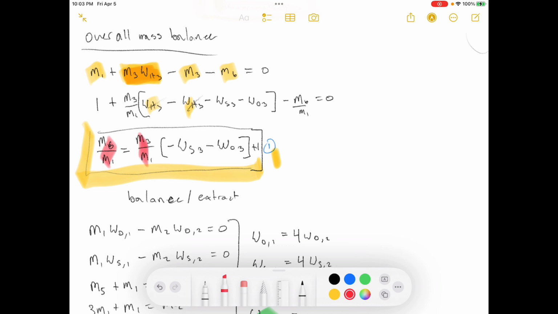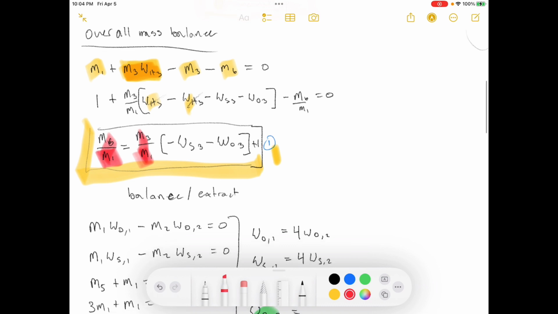I divided everything by M1 because later on they say to calculate the yield per the feed, right? Per the feed means divide by M1. So all we have to do is solve for M6 divided by M1 or M3 divided by M1. Everything's in terms of M1, okay?